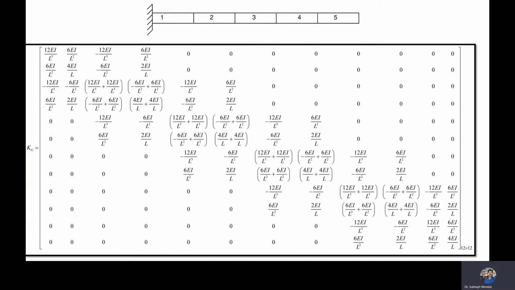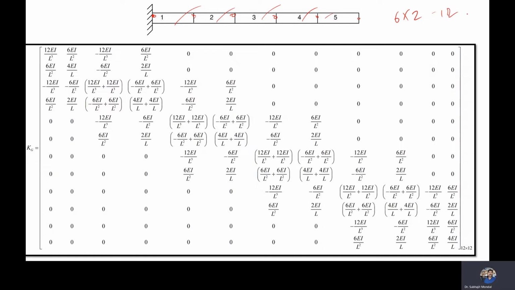Now next, we'll see how we can obtain our stiffness matrix for a beam problem. Here we have considered a beam of 5 elements. So the total number of nodes is 1, 2, 3, 4, 5, 6. The total number of nodes is 6, so we have 6 into 2 degrees, which is 12 degrees of freedom. The stiffness matrix size will be 12.